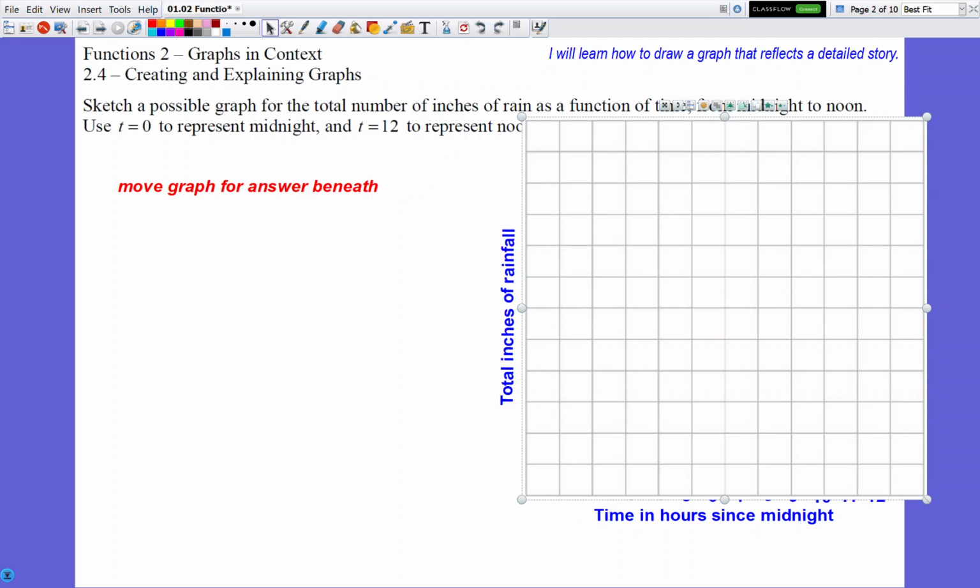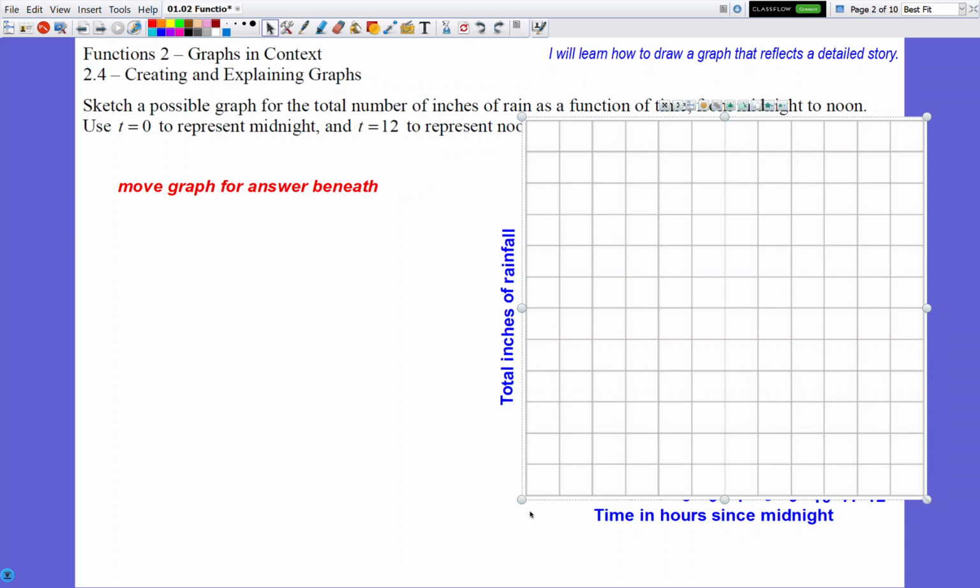And that's going to get confusing because you're going to go, okay, I have 12 all the way on the left side, and I have 12 all the way on the right side. Which 12 is going to be the one I want to use to plot dots? Okay, so when you look at this label for the x-axis, it says since midnight.